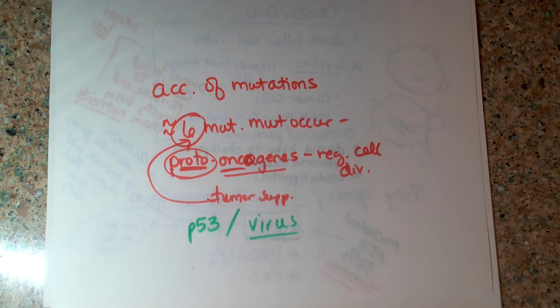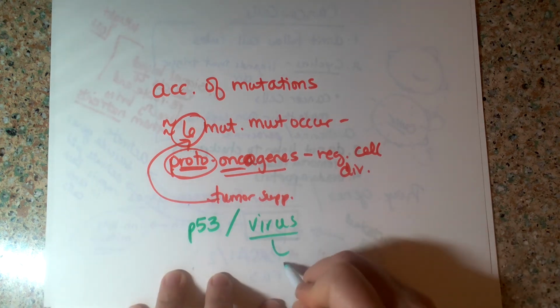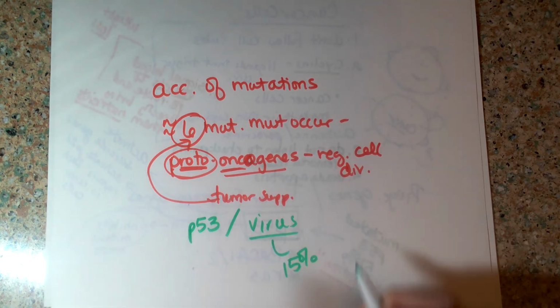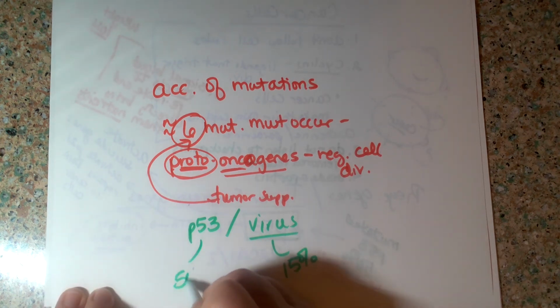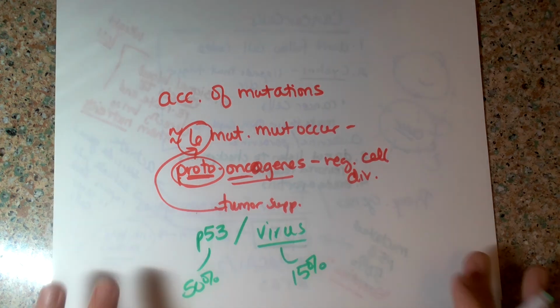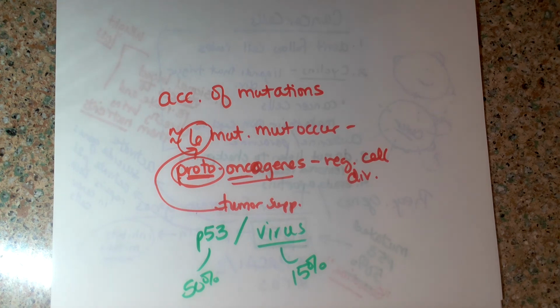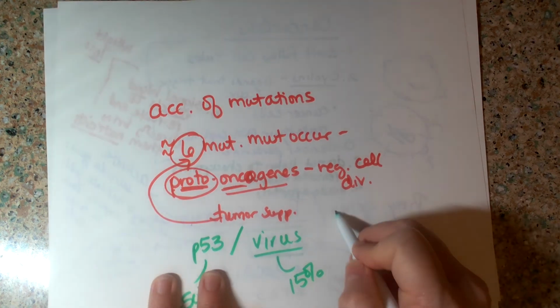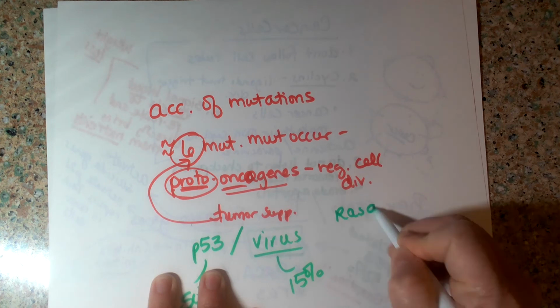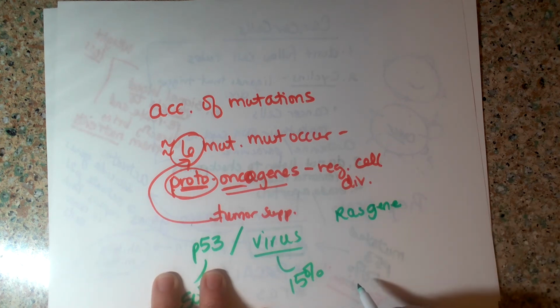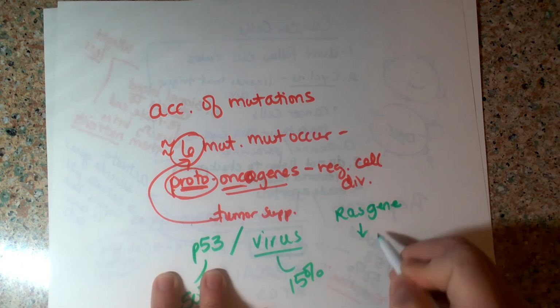So viruses play a role in about 15% of cancer. I told you P53 is about 50% of all cancers. There's a gene called RAS. I referred to it, but I didn't really say much more about it. Your RAS gene, okay, it stimulates the cell cycle.